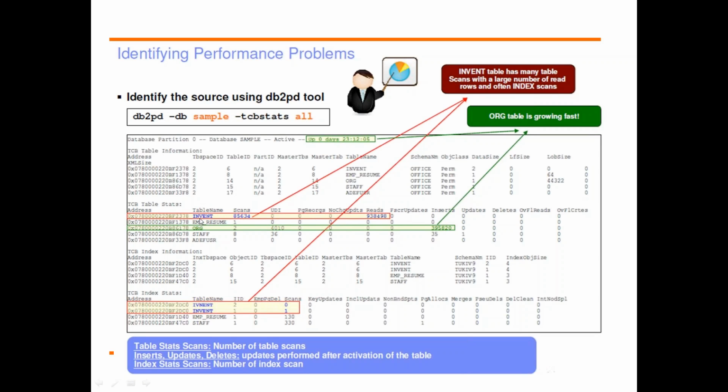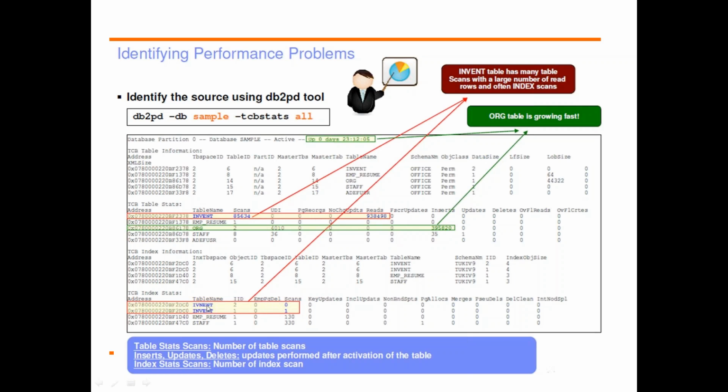There is a table called invent, which actually went through 85,634 scans. Invent table has many table scans with a large number of read rows and very rarely index scans. Now, how are we saying that? Against the TCB table stats for invent table, we are having 85,634 scans. When I say it is having these scans, are they index scans or full table scans? Any one of it can be, right? It can be a table level scan or it can be an index level scan.